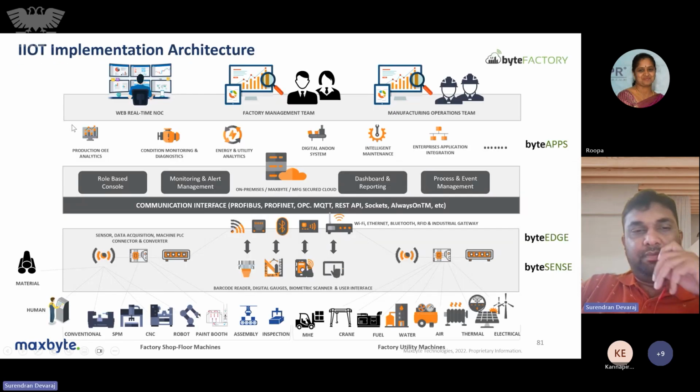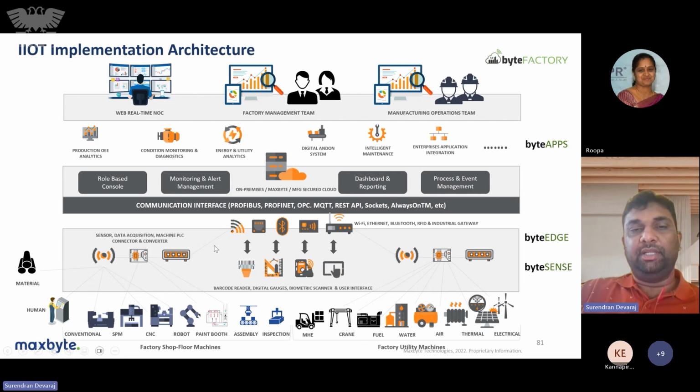And I think we mostly come to the end. This is an implementation architecture, a reference architecture for any software implementation, where the bottommost layer is the machine or hardware layer. Any type of asset, as I said, from material, human, or machines, the conventional machine, SPM or CNC machines, robots, cobots, paint booth, assembly line, material handling equipment, cranes, air, water, fuel, gas assets, energy meters. Everything can be considered an asset and can be brought into the system.